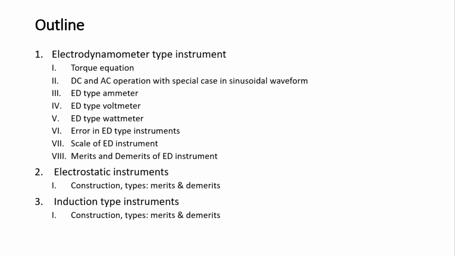Then we are going to discuss errors in ED type instruments, then the scale of ED type instruments, and the merits and demerits of electrodynamometer type instruments. Next we are going to study electrostatic instruments, construction of various types, relative merits and demerits, and a similar analogy with induction type instruments, like construction types, merits and demerits.